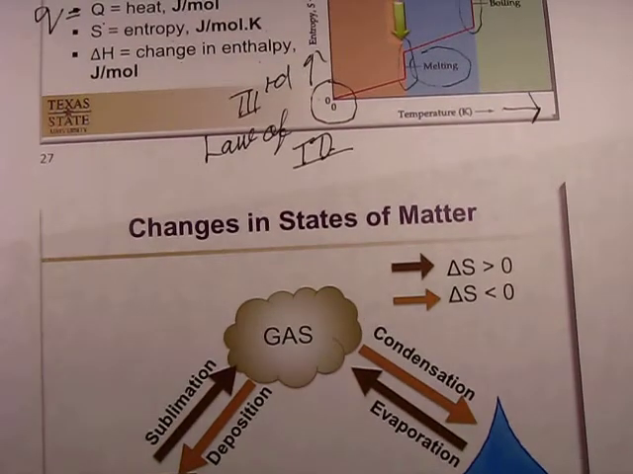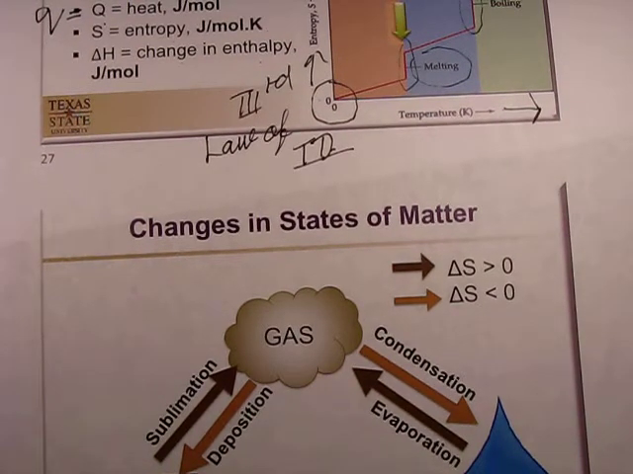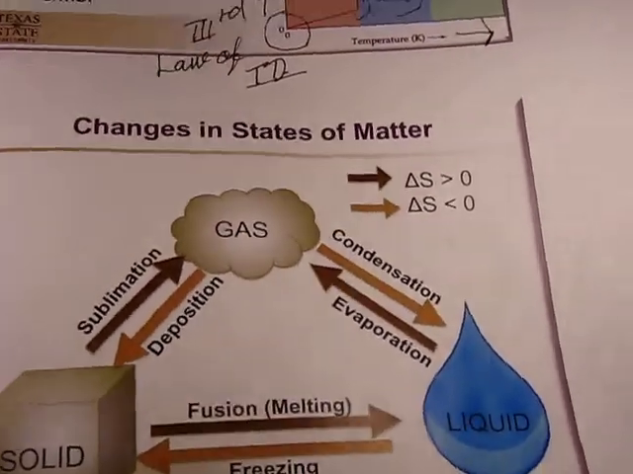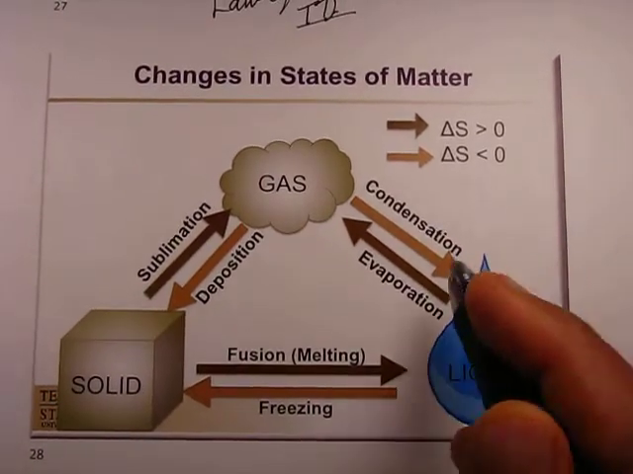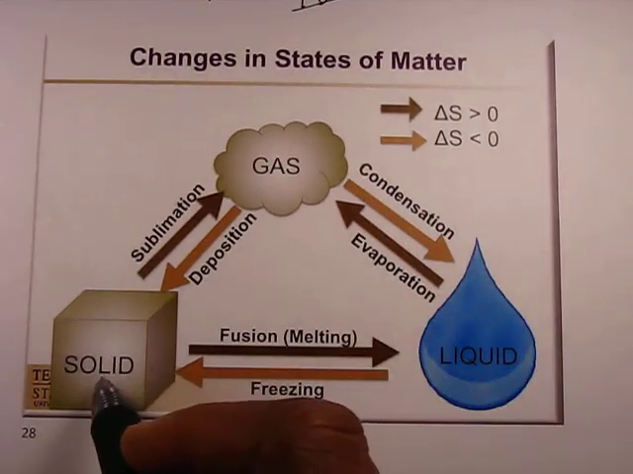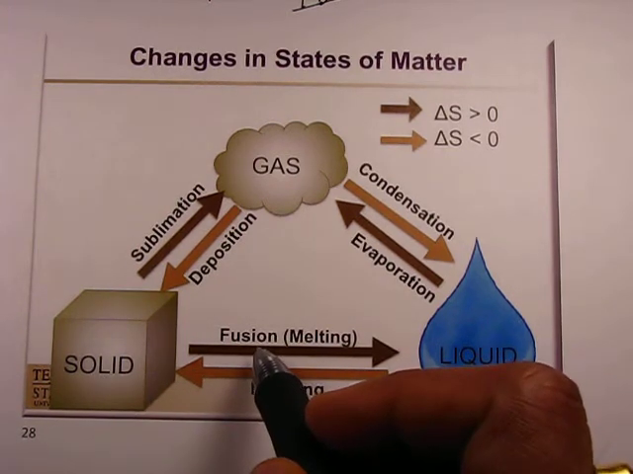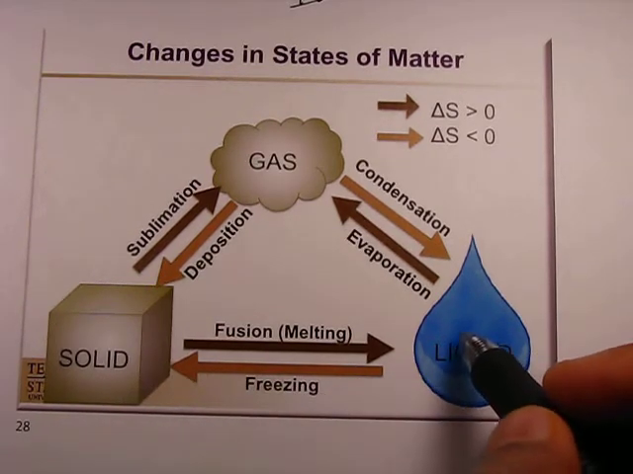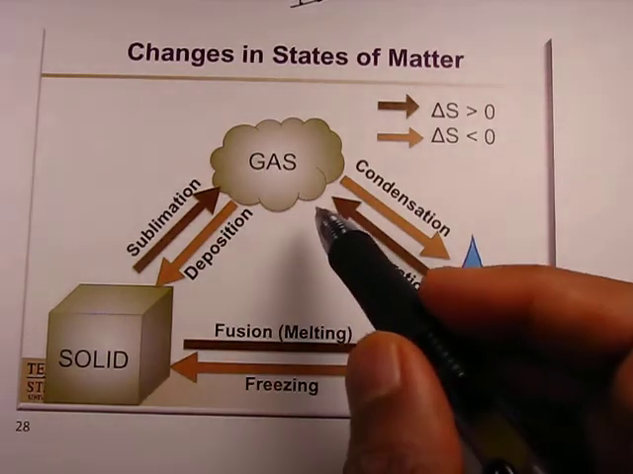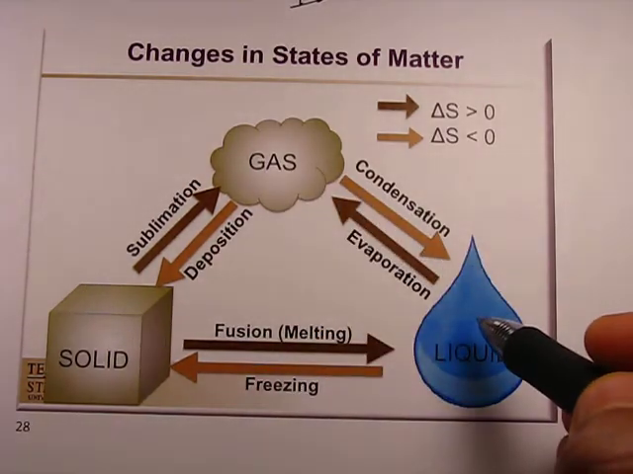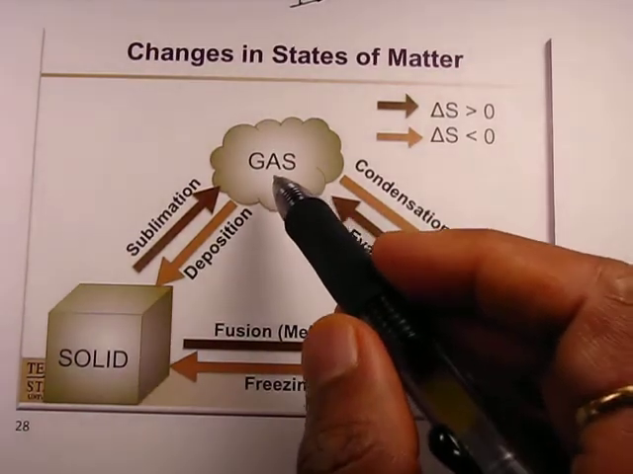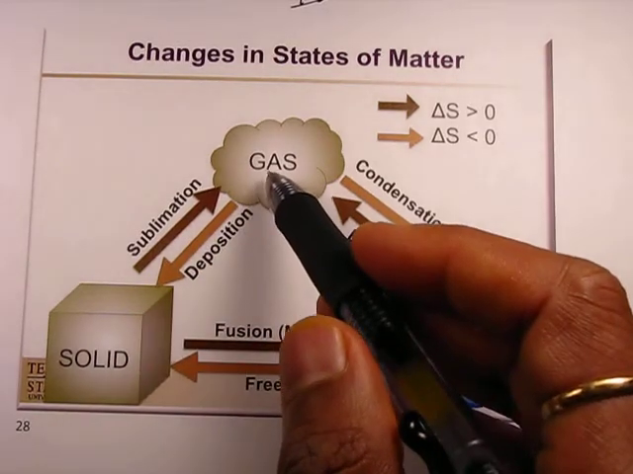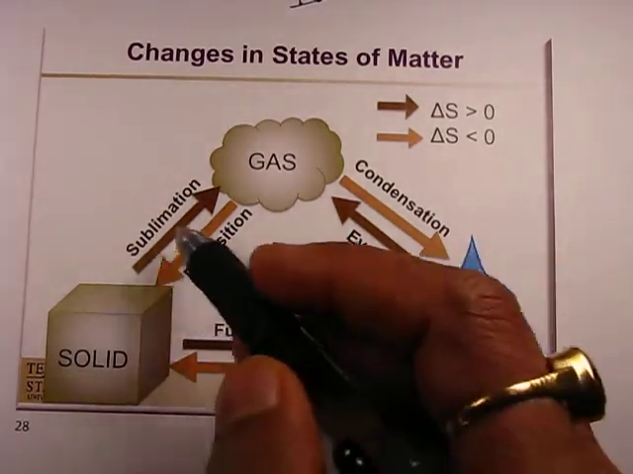Next is how we change the phase and how entropy changes. If we convert solid into liquid, the process is called fusion or melting, and going back from liquid to solid is freezing. Liquid to gas is evaporation, and gas going back to liquid is condensation. Gas converting back to solid is deposition, and solid going directly into gas without liquid is sublimation.